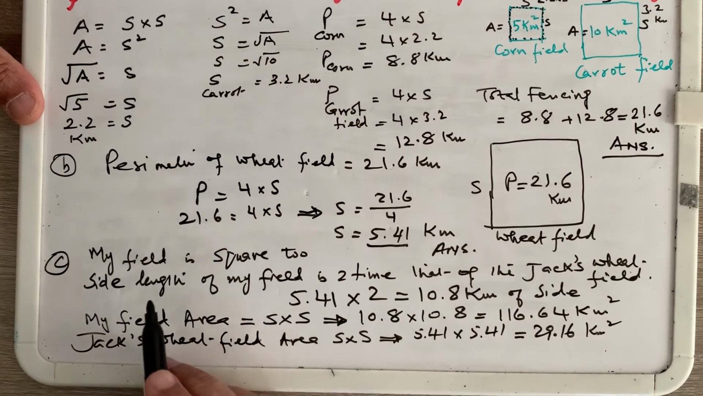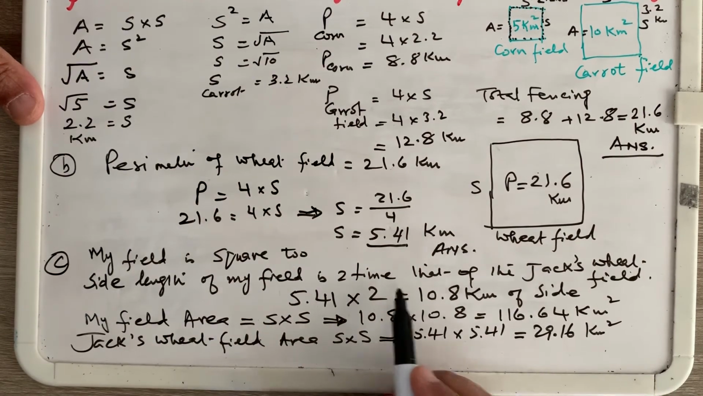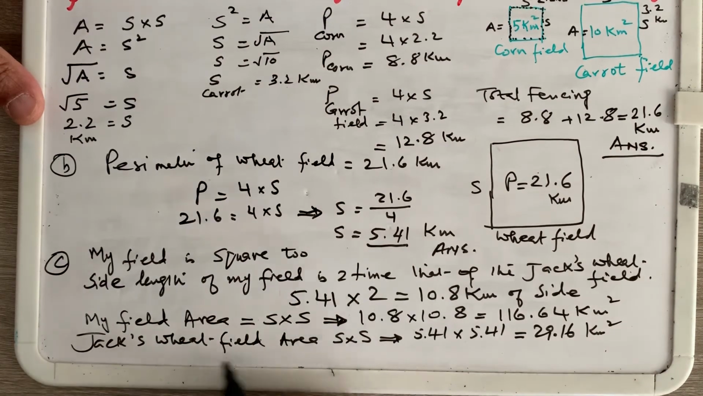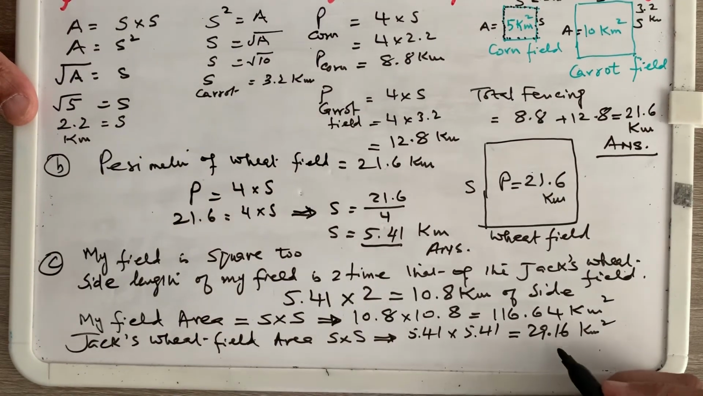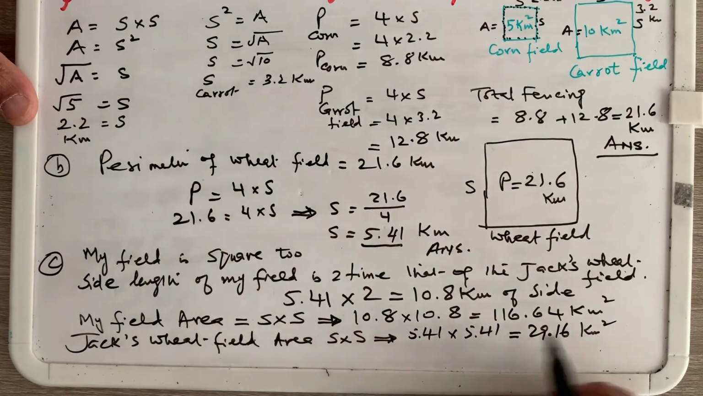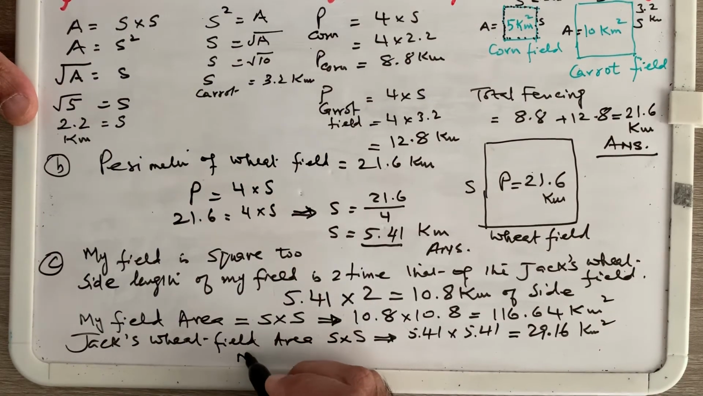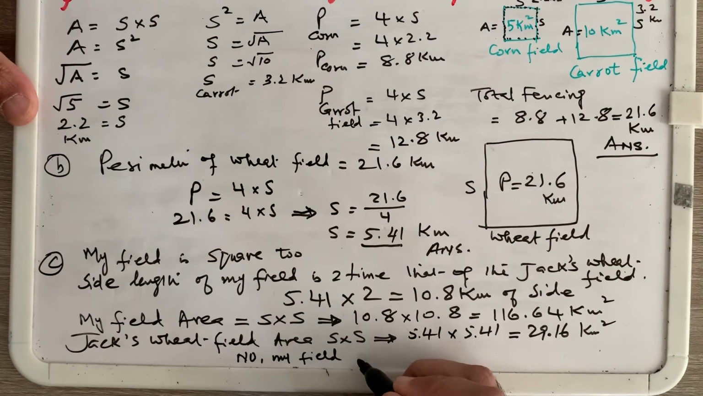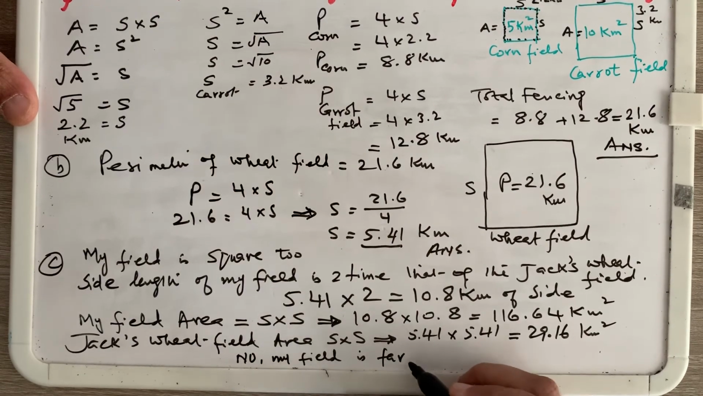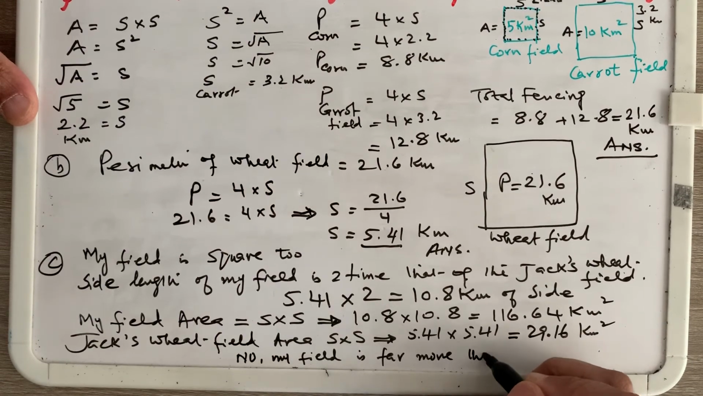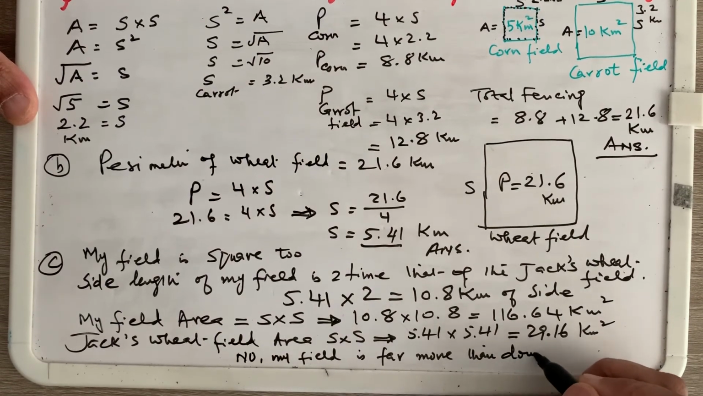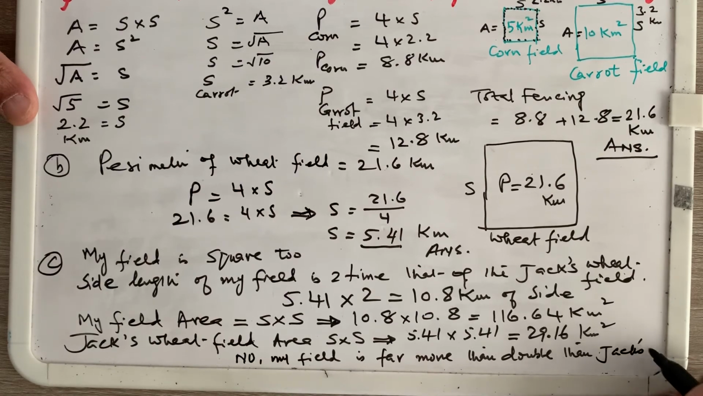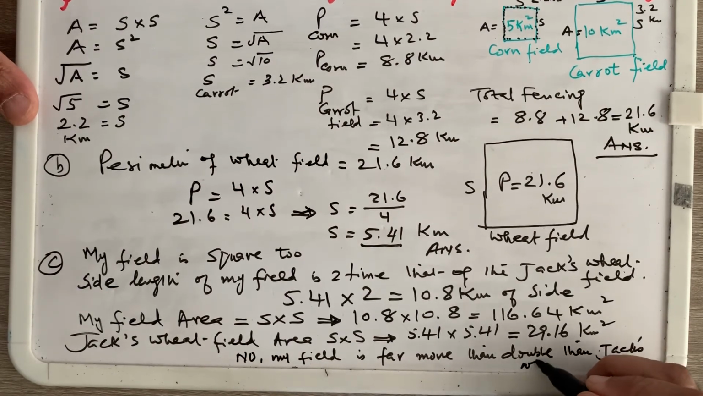So that means if my field side length is 2 times, that means the area is not 2 times. The area is far more than that of Jack's wheat field. Jack's wheat field area is 29 kilometers square and my field area is 116.6. So our answer will be no. No, my field area is far more than double Jack's wheat field area.